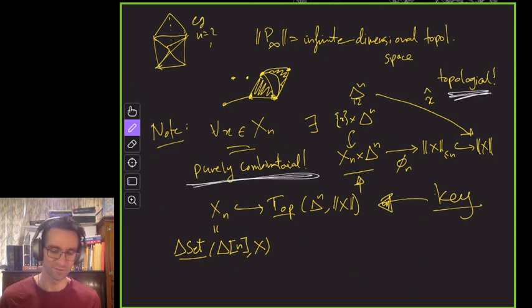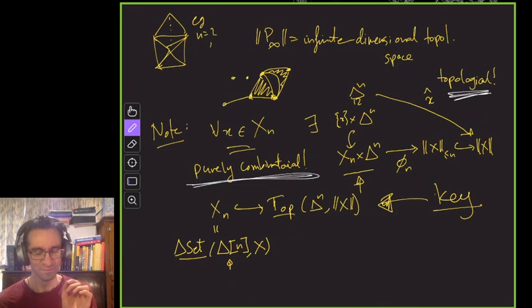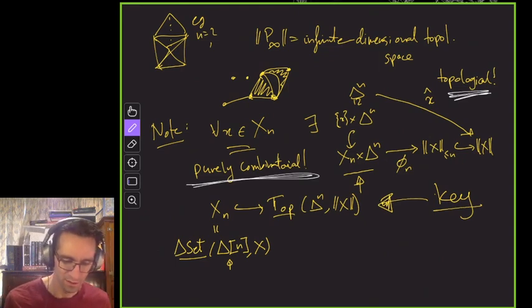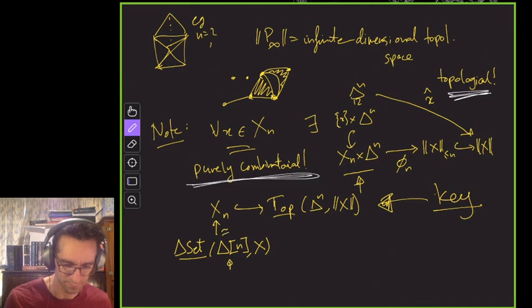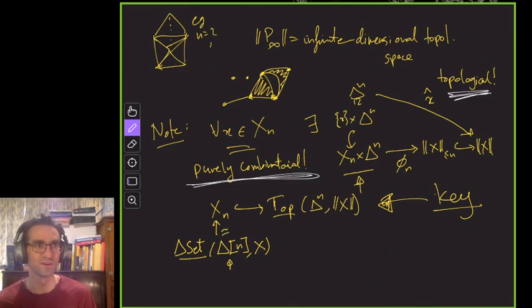And I note, maybe for interest, that this delta set delta n has a single n simplex, and a map of delta sets has to send that somewhere, and what it sends it to is something in Xn, and then because it's a map of delta sets, all the lower dimensional data is automatically determined. So what I do is I evaluate my function of delta sets on the single n simplex in delta n, and that gives me something in Xn, and that's an isomorphism.